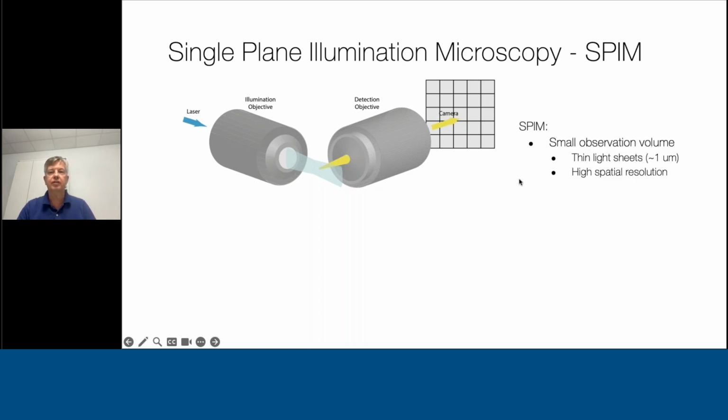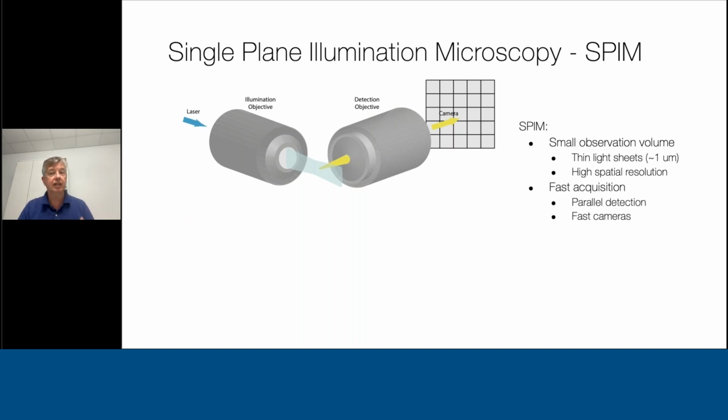And that has multiple advantages. The first thing is that you have a small observation volume, because you can have very thin light sheets. You can create light sheets that are on the order of 1 micrometer thin. And then in the XY direction, of course, you're limited by the optical diffraction limit. So the volume you can get is about a femtoliter or so. So you get very high spatial resolution.